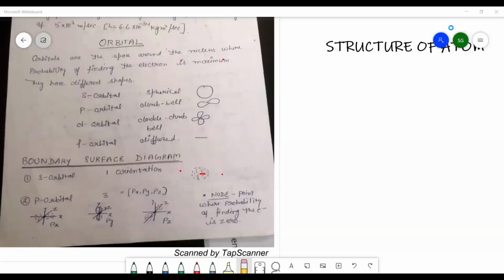Hello everyone. As we are doing chapter 2, class 11, structure of atom. Up to the Heisenberg uncertainty principle, we have covered up to lecture 3. So here we are going to discuss the orbitals.